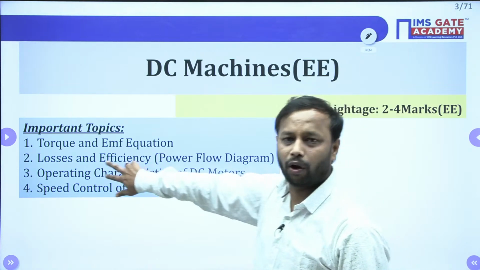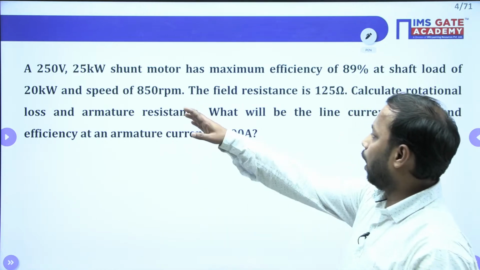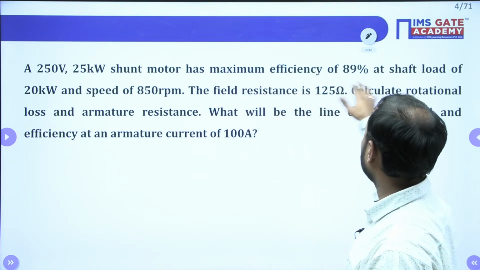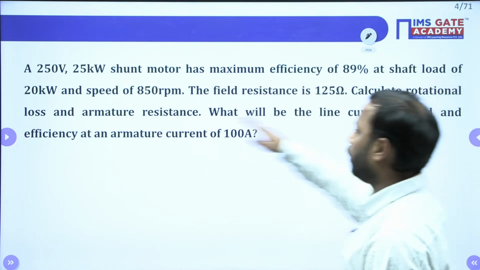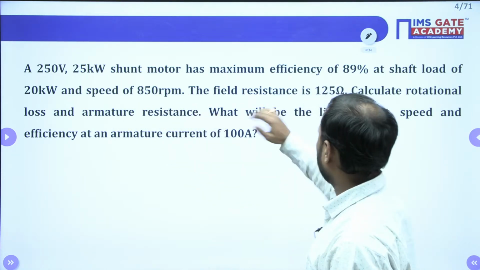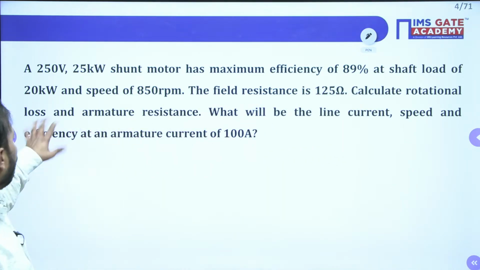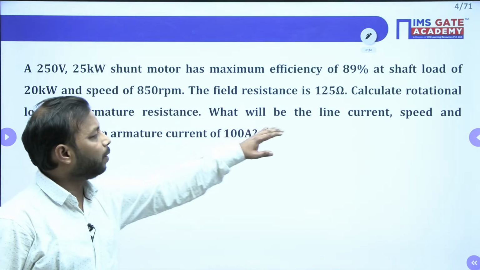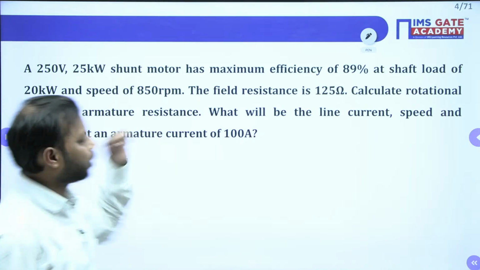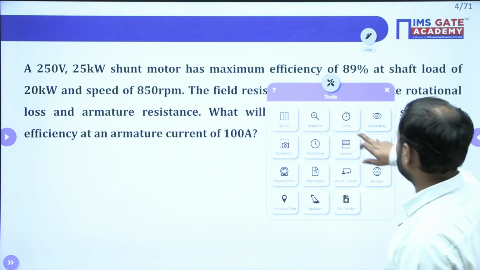Let us see the first question, and I will give you some time to solve this particular question. This is the very first question of today's session. A 250 volt, 25 kilowatt shunt motor has maximum efficiency of 89% at a shaft load of 20 kilowatt and speed of 850 rpm. The field resistance is 125 ohm. Calculate the rotational loss and armature resistance. What will be the line current, speed and efficiency at an armature current of 100 ampere? Let me give you 2 minutes for this.